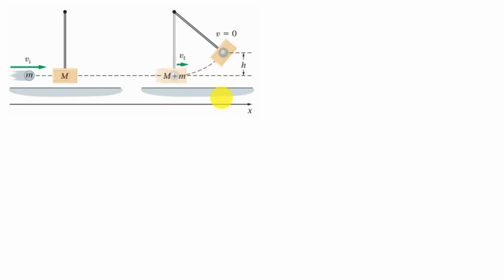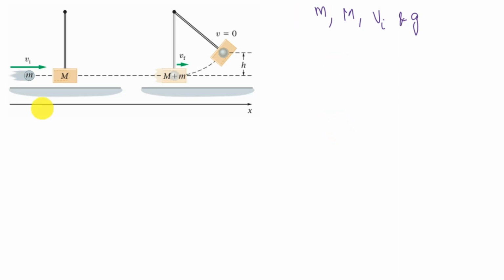Our aim is to find this height h in terms of small m, the mass of a bullet, capital M, the mass of the bob, Vi, the initial speed of the bullet, and g. In these terms we have to find this h. Now in this problem there are two separate physical processes involved.